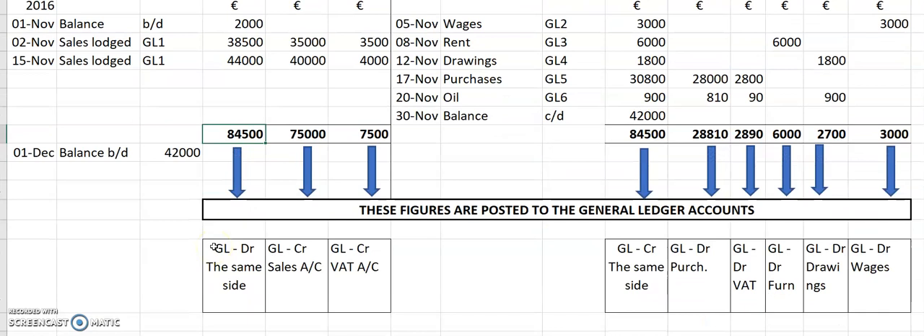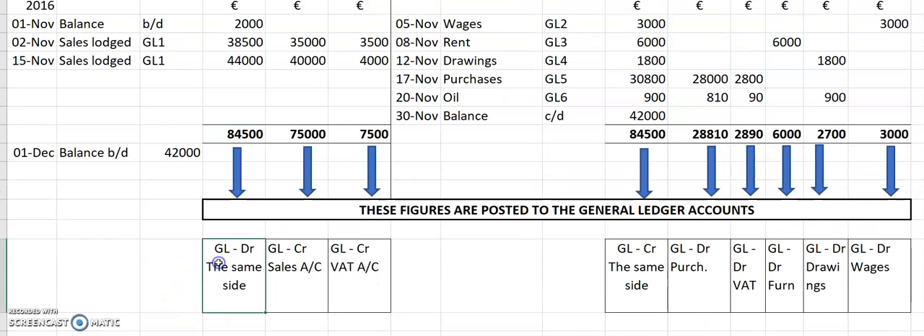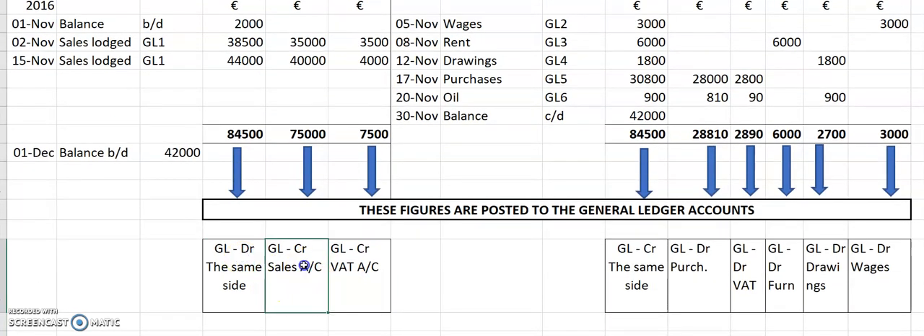Okay, so where do they go and what side? On the debit side, it's easy to remember, the total figure goes to the same side, i.e. the debit side. Likewise here, the credit side goes to the credit side in the cash account in the general ledger, same side. Then, because of double entry, all the other accounts, those little columns, those little accounts like sales account and VAT, go on the other side. So if it's debit this side, all the others are credit. Likewise, if this is credit, and it is, all the others are debits, as you see there.